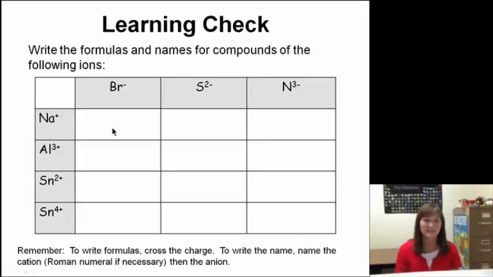So here is another learning check. I want you to write the formula and name the compounds of the following ions. Let me just pick one for you to do real quick. Down here I have this little memory reminder. To write the formulas, cross the charges, and don't forget to reduce. To name them, name the cation, use Roman numerals if you need to, and then name the anion. So let's go ahead and do one of them. Let's do this guy right here. So SN stands for tin. Oh wait, let's do the formula first.